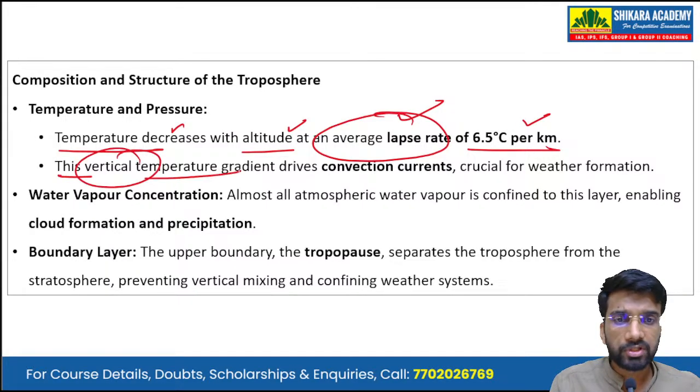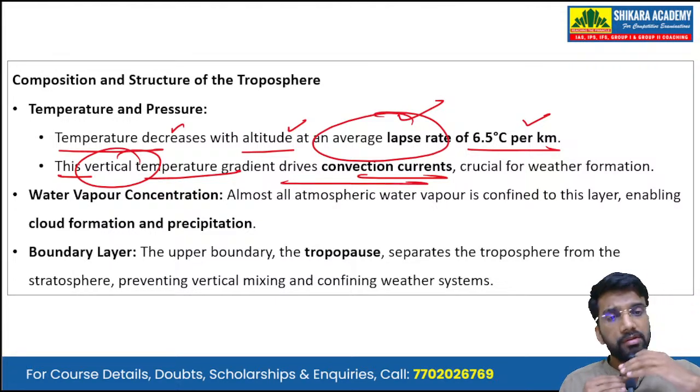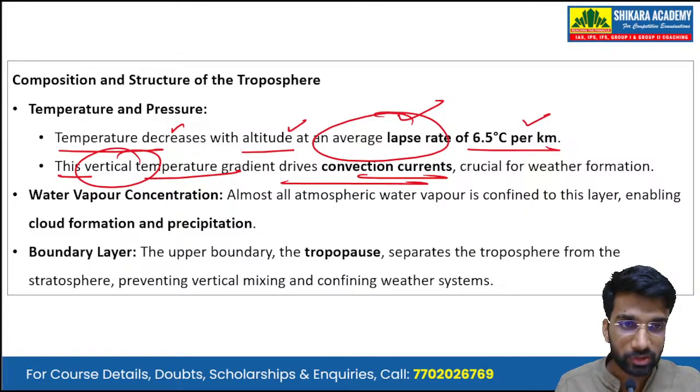Then this vertical temperature gradient drives the convection current. Now this temperature gradient, the decreasing temperature as we go up in the troposphere, drives convection currents, and it is these convection currents that are crucial for weather formation and the formation of clouds as well.